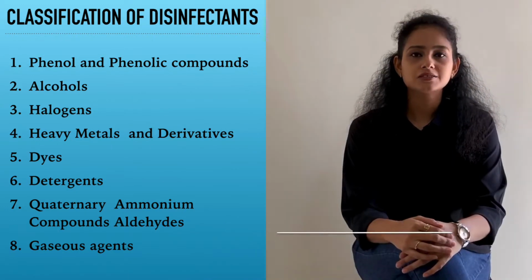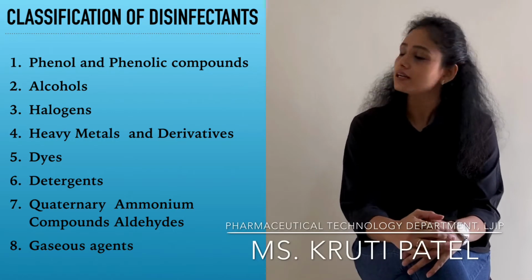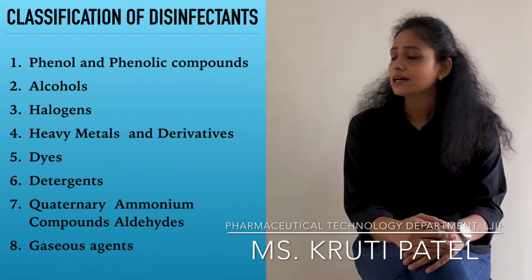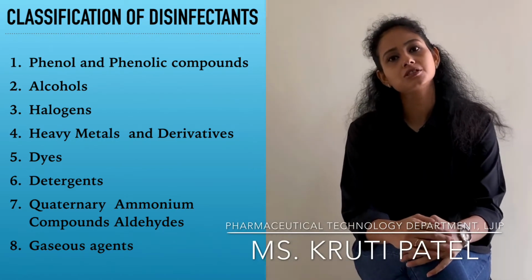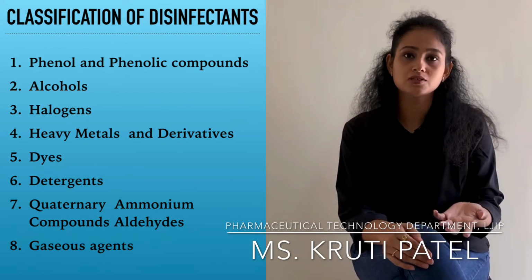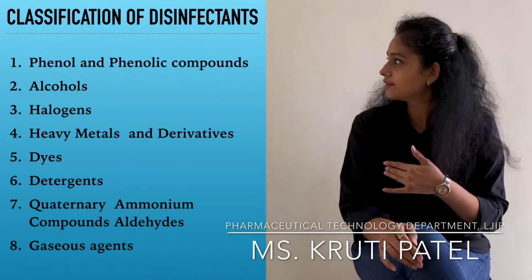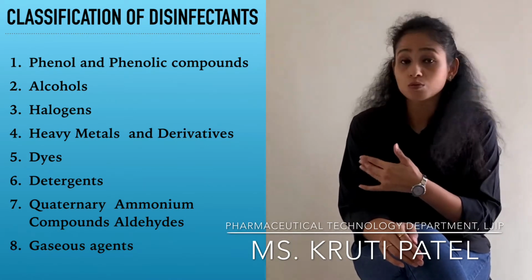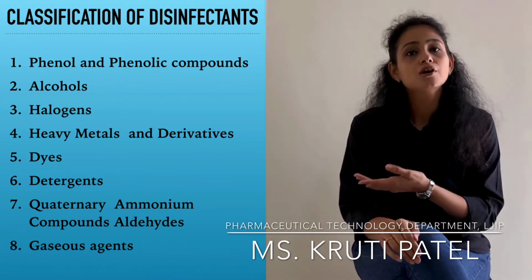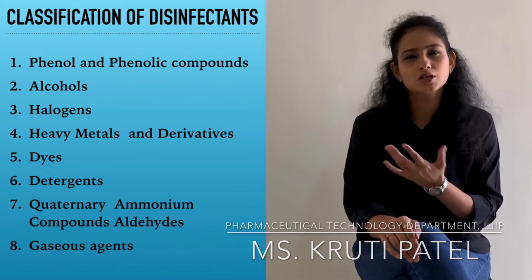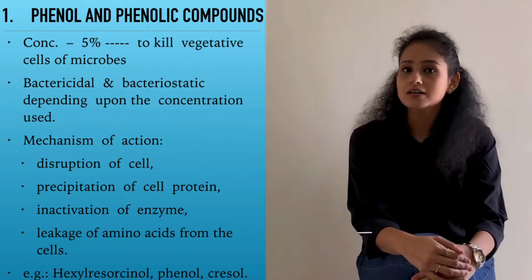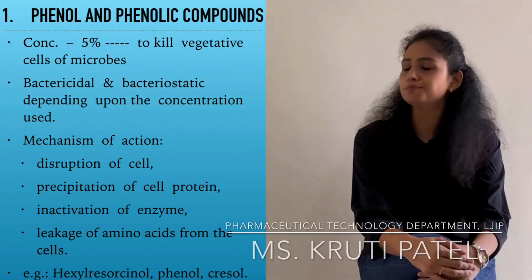If you look at the classification of disinfectant, then there are 8 different classes. Now this classification is a mixture. It can be based on the functional group of any disinfectant, or there are also classes like gaseous agents, so it is also based on the state. So it is a combination. Okay. The first class is phenol and phenolic compounds.